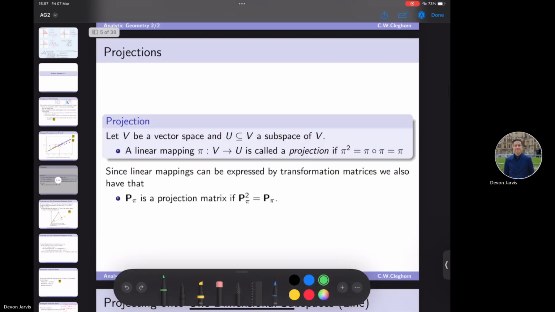Okay, so let V be a vector space and U is some subspace of V, then any linear mapping pi is called a projection if applying it twice, usually denoted as pi squared, but you know this as being the composition of the mapping or the operator, is the same as doing it once. Since linear mappings can be expressed by transformation matrices, we also have that if P is a matrix applying that mapping, so this mapping pi is being represented by the matrix, then multiplying that matrix out twice is the same as multiplying it once.